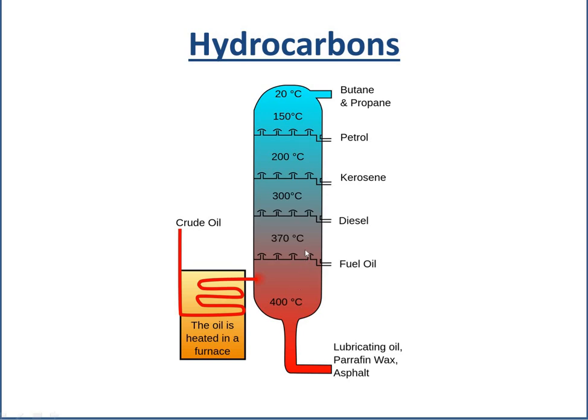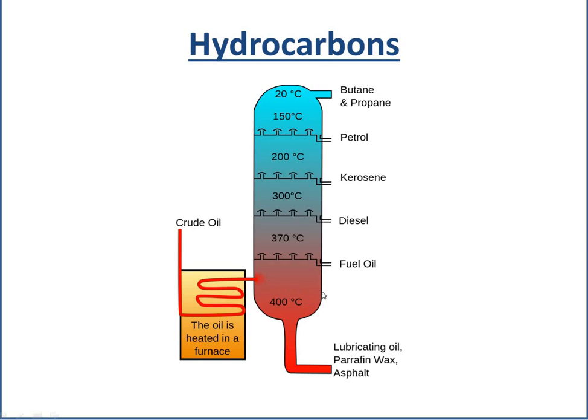And then at 370 degrees C, fuel oil will condense off. And then at 300, diesel will condense off. At 200, kerosene will condense off. At 150 degrees C, petrol will condense off. And then at 20 degrees C, butane and propane, things like camping gas, which have a lower boiling point and shorter chains, will go at the top.